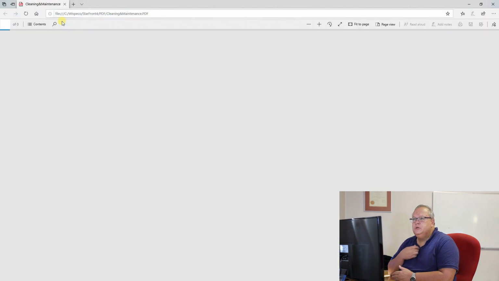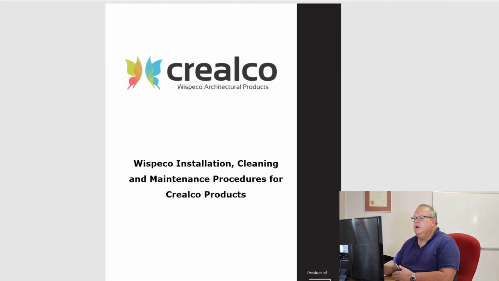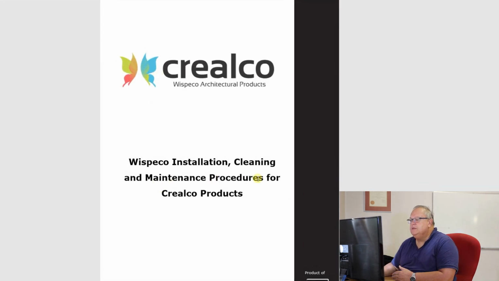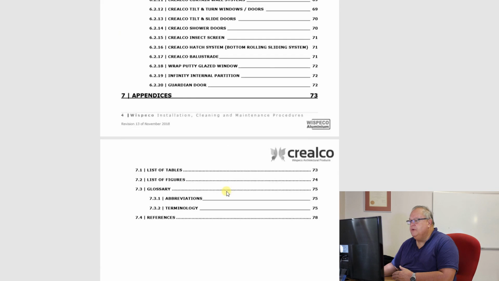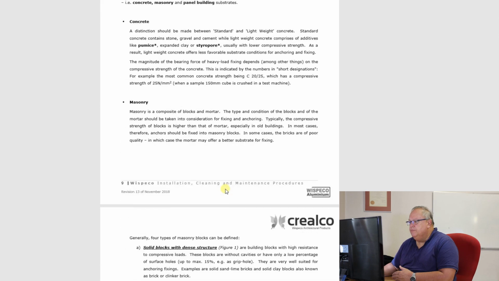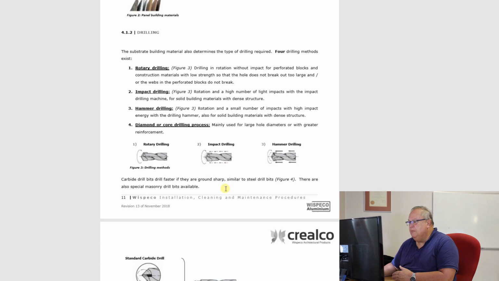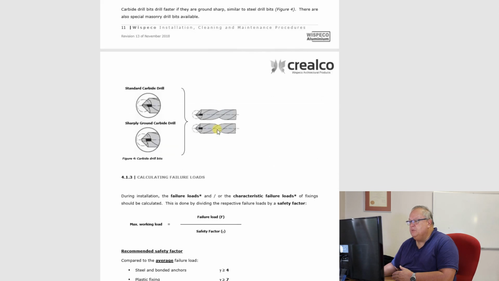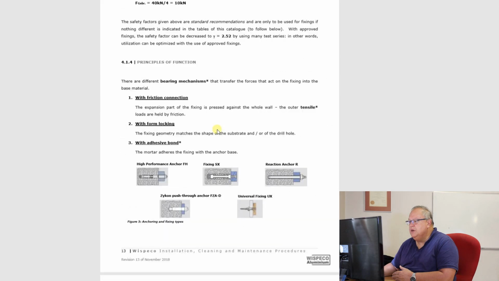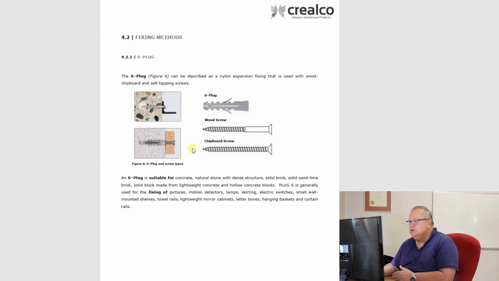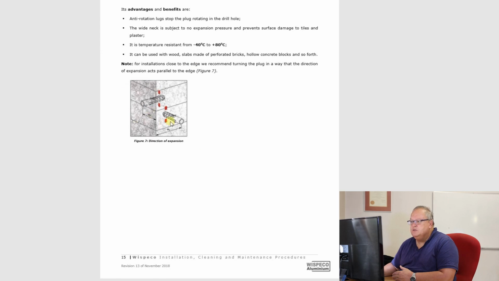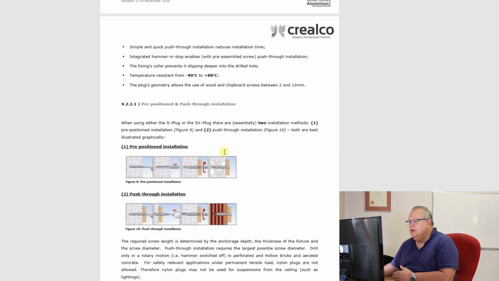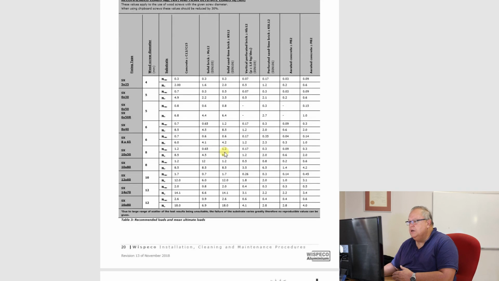The next is a very important document. It's called the Crealco Installation Cleaning and Maintenance Procedures document. So this covers a lot of information. It covers, for example, let's get down to the pages, right as far as fixing the window, the different drills that you should be using, the different anchors that you should be putting in for your fixing lugs, your minimum distance from the corner of a wall where you can fit an anchor. So all of your fixing details are contained in here.